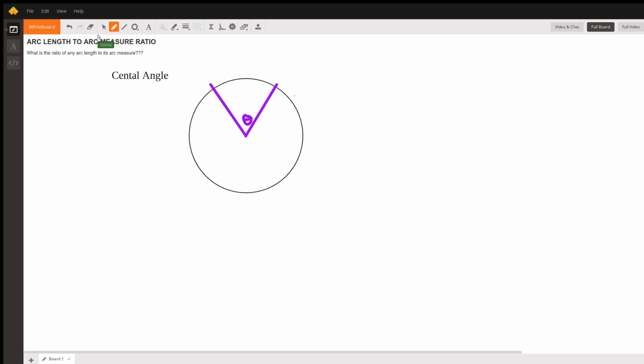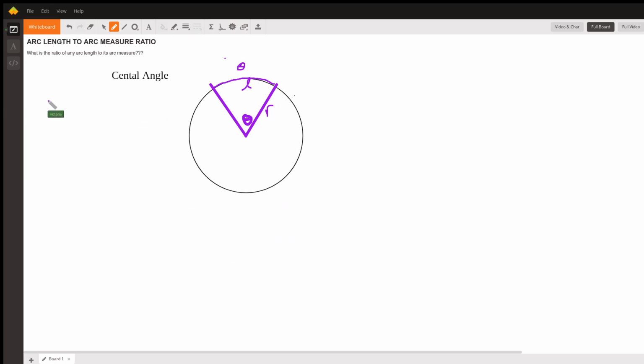Now, if you are measuring this arc, in degrees or in radians, depending on what your angle is, it just has the same measure as your angle. So this arc has an angle measure that's the same as the central angle. Now, if you want its length, though, that depends on how large the radius is.